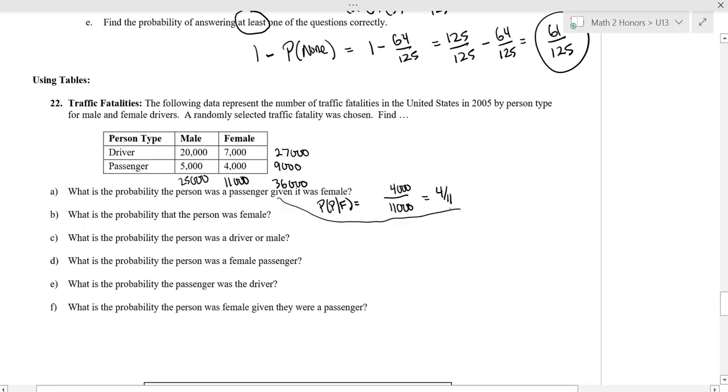Okay, B, find the probability that the person was female. So you picked one, so probability of female would be 11,000 out of 36,000, or 11 out of 36.